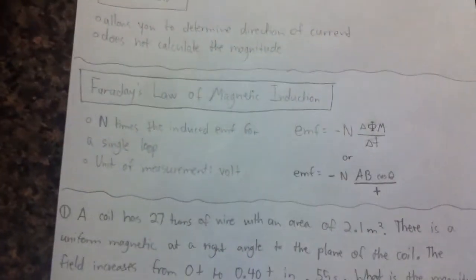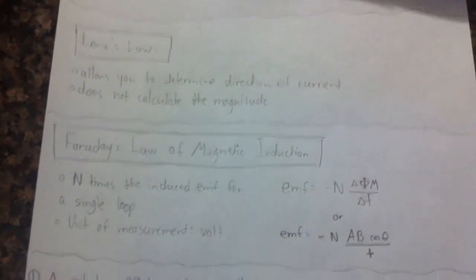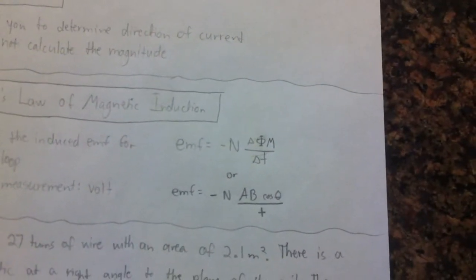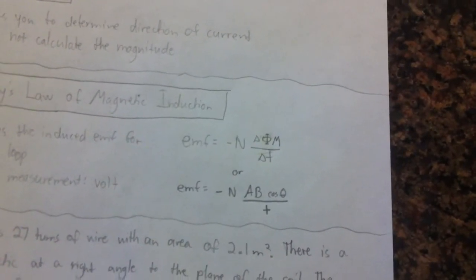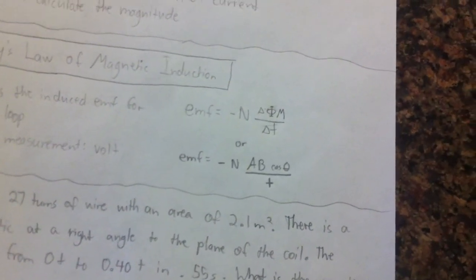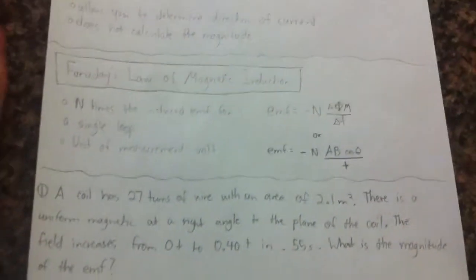So that's how we do it. We use Faraday's law of magnetic induction, which has Lenz's law in it, to determine the direction. We find the magnitude of the EMF using negative the number of turns times the change in magnetic flux over the change in time. We use that and we find the magnitude of the EMF.